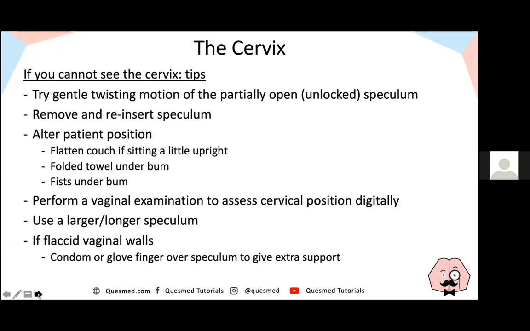In some people that have very flaccid vaginal walls, for example, people that have given birth recently, you can use a condom where you chop the top off it and you can pop the condom over the speculum, which helps hold flaccid vaginal walls out of the way. So lots of tips there. Don't panic if you can't see the cervix straight away.